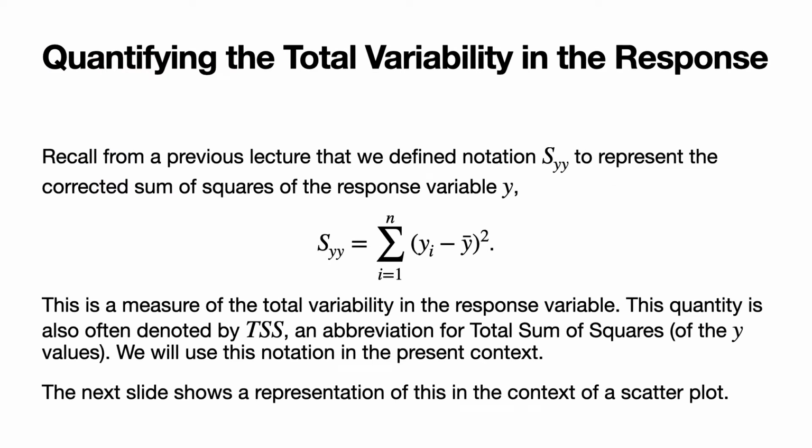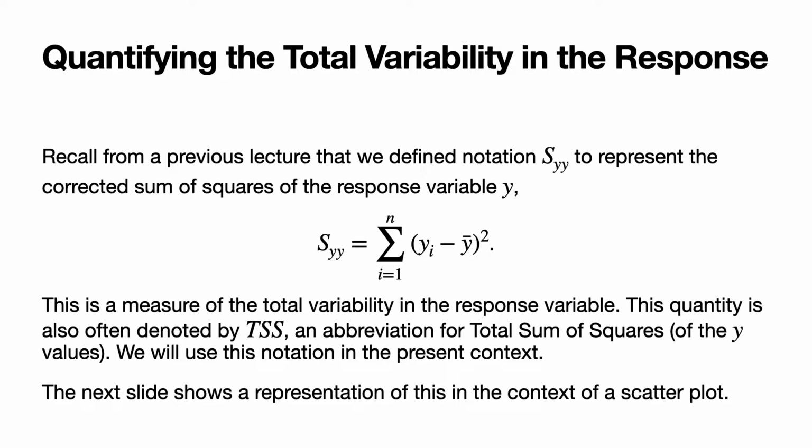Recall from a previous lecture that we defined notation S sub yy to represent the corrected sum of squares of the response variable y. So S sub yy is the sum of the squares of the differences between the observed values of the responses, y sub i, minus the mean of those responses. This is a measure of the total variability in the response variable. This quantity is also denoted by TSS, an abbreviation for the total sum of squares, and we're going to use this notation in the present context.